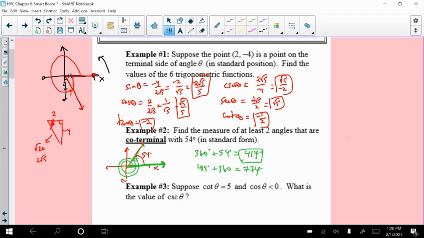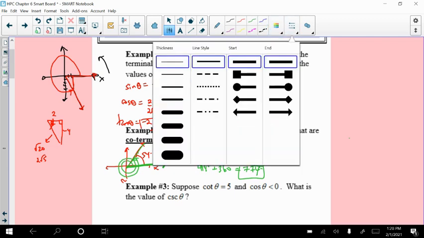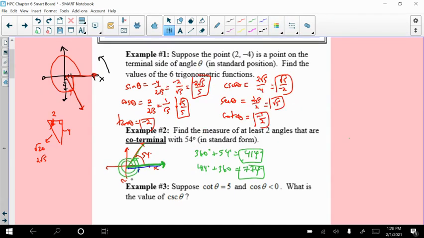But now you could also go backwards. So you could start at the same spot and go in this direction. That's a negative value, so that would be -306 degrees. And you can continue to go in that negative direction.